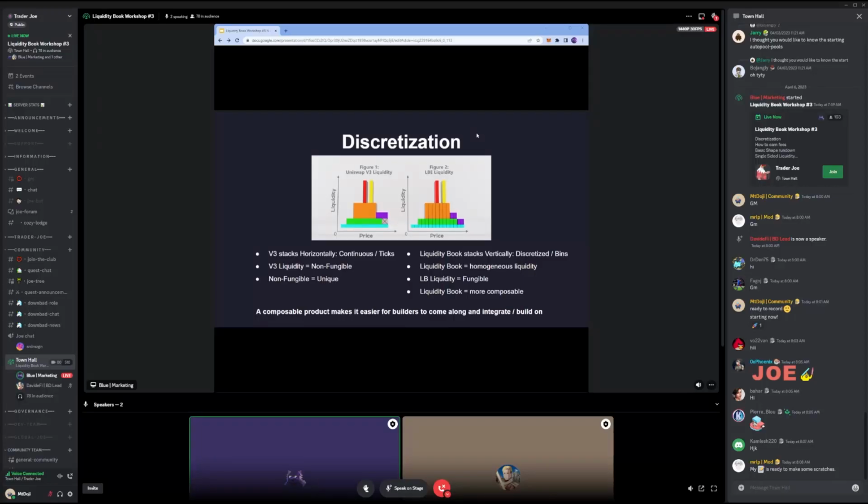With Liquidity Book, with a discretized architecture, it's different. Liquidity Book stacks liquidity vertically. On the previous slide we talked about how the architecture of a Liquidity Book pool is defined by bins that occupy fixed price points. These bins are essentially bins that everyone accesses. So if all of us here today decide to deposit liquidity in a price range of $1 up to $2, our liquidity will all go into the same bins.